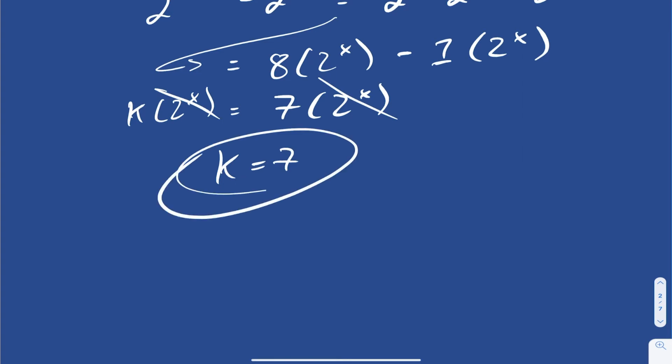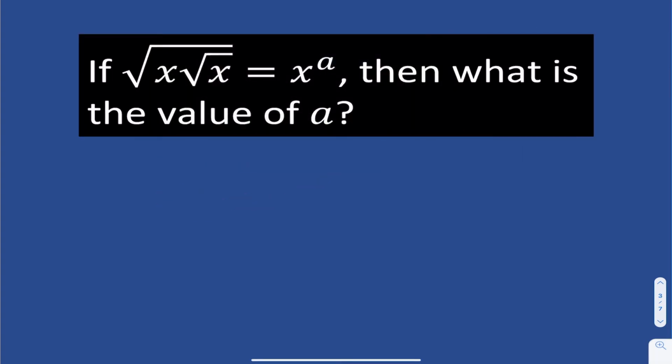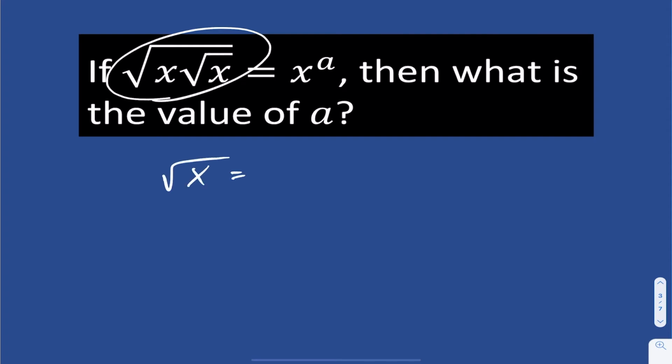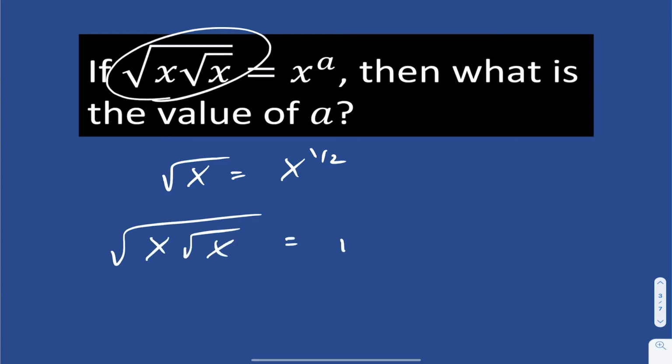Let's try another. So for this problem here, we have the square root of x times the square root of x is equal to x to the a. The thing with this one here is to remember that the square root of x is actually x to the power of a half. So if someone writes the square root of x times root of x, I know here that's going to be x to the power of a half times x to the power of a half. Well, that x is really just the power of 1.